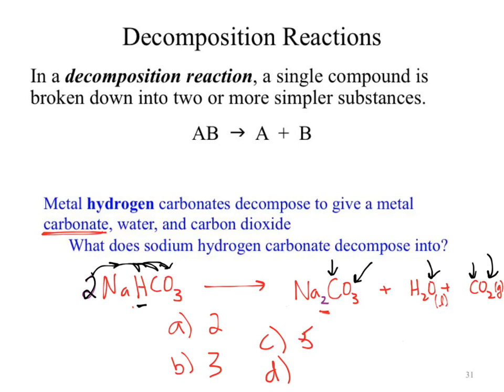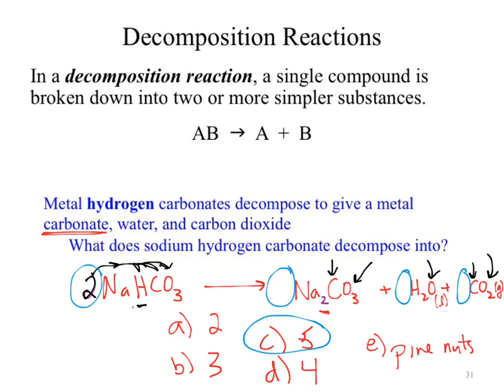Anybody creative? 4. E, pine nut. What's the answer? Our answer becomes C. We're adding 2 plus the implied 1 plus the implied 1 plus the implied 1, which gets us up to 5. Our answer is C. Make sense? Okay.